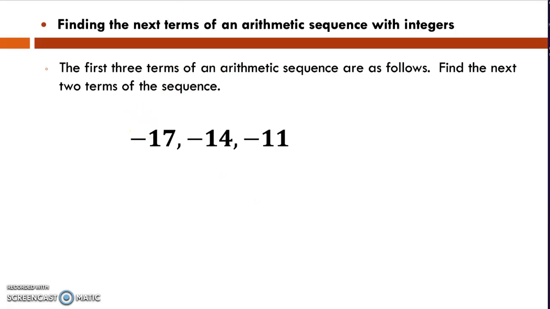So what we need to do is find the difference that's happening in the sequence, or what we're adding to each term. To get from negative 17 to negative 14, I know it's arithmetic, so I know I'm going to add. I add 3. To get from negative 14 to negative 11, I add 3. So to get to my next term, I need to add 3.